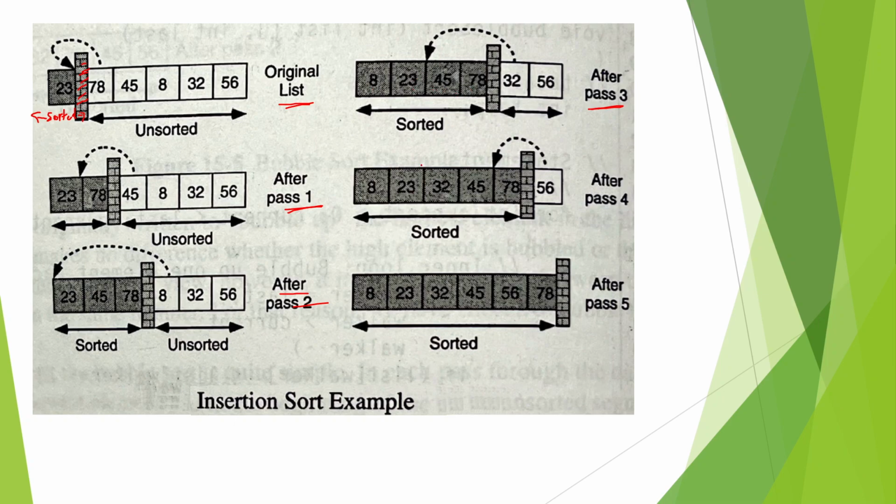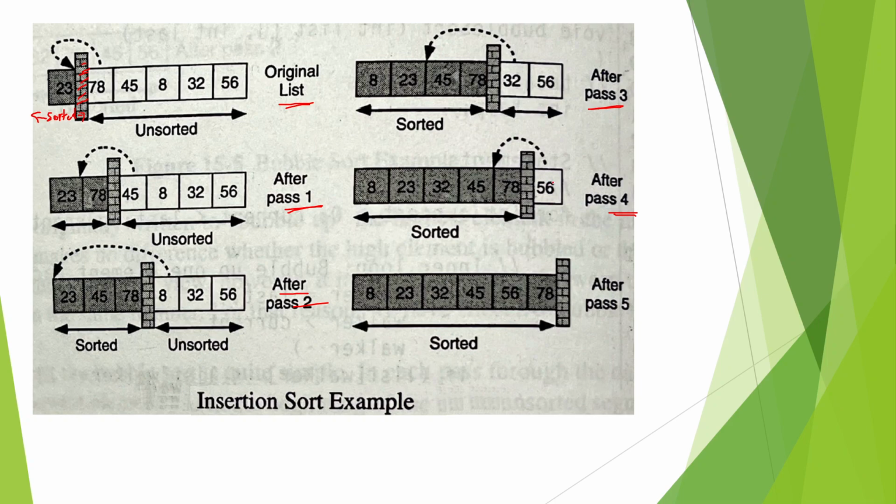Likewise, your list after pass 4, sorry, after pass 4, how will my list be? 8, 23, 32, 45 and 78. And your unsorted list now is holding only one element, that is 56.